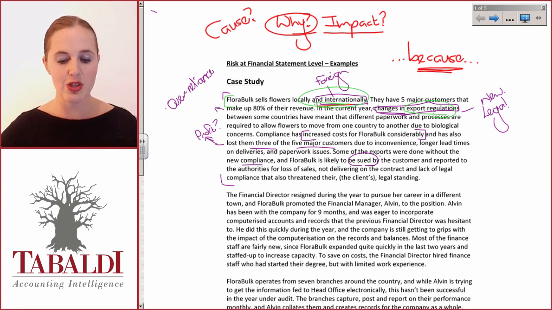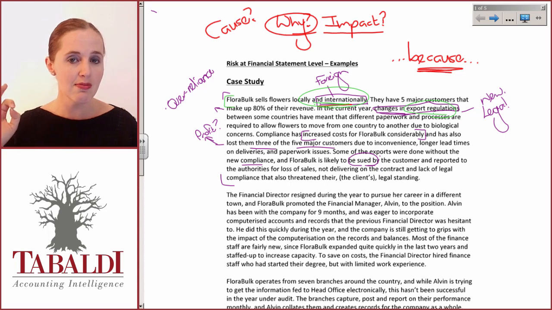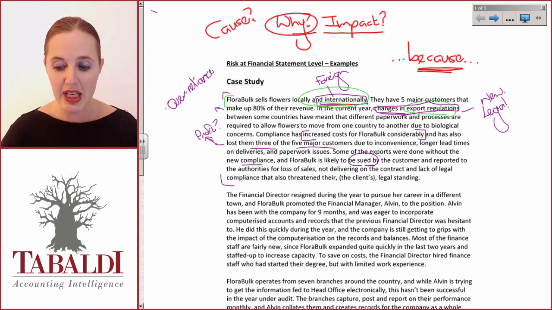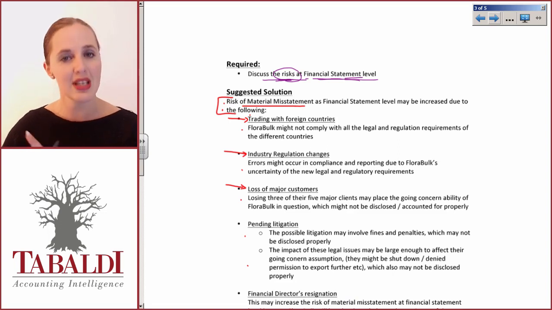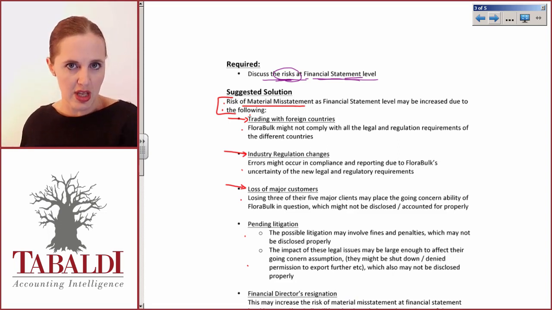Flora Bulk sells flowers locally and internationally. This increases the risk of material misstatement. It's a big mouthful. It takes a long time to write, but you've said nothing. So be very careful about that. It's only the information that comes after the because that's actually going to get you marks. And you haven't even got to that yet. And it's taken you 2 minutes to write down.